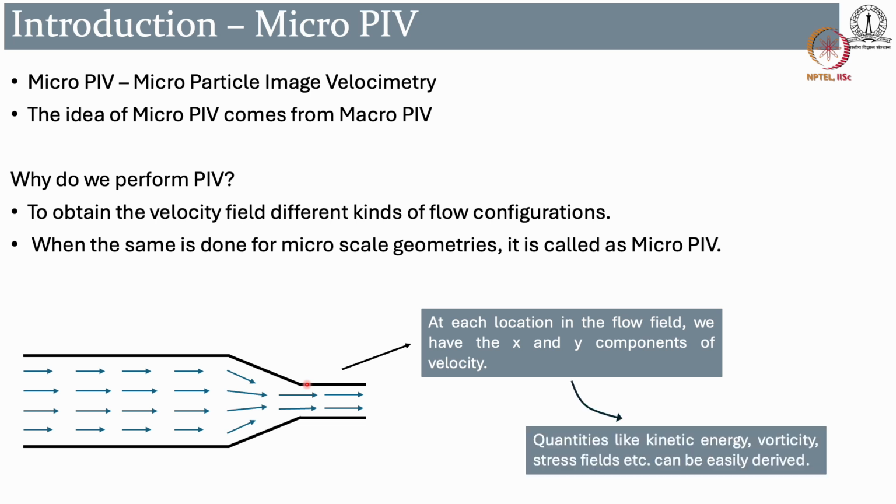Basically using this velocity data, you can find quantities of need like kinetic energy, vorticity fields, which are very important normally, stress fields, and also the pressure field can be derived using the velocity fields by putting it in the Navier-Stokes equation. And yeah, so basically if you have the velocity field, you have everything, and that is what we need from a PIV data.